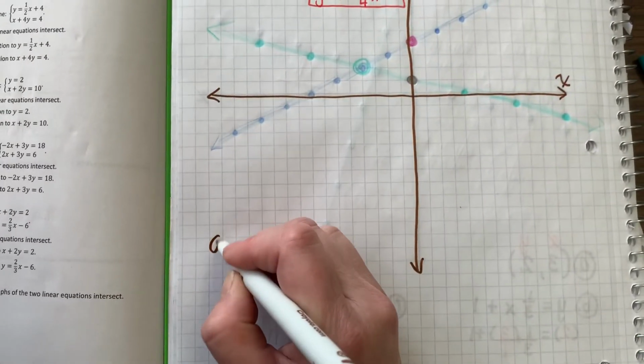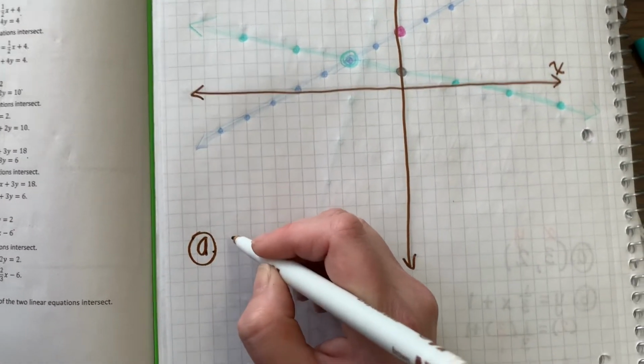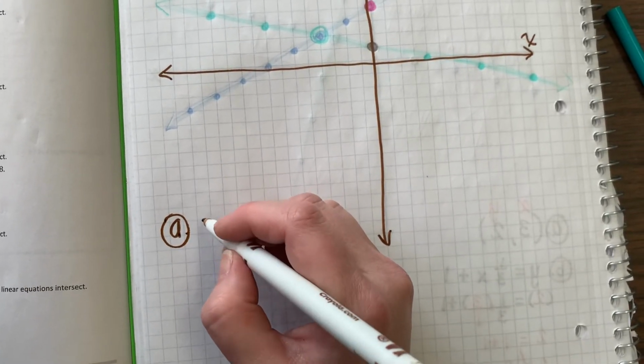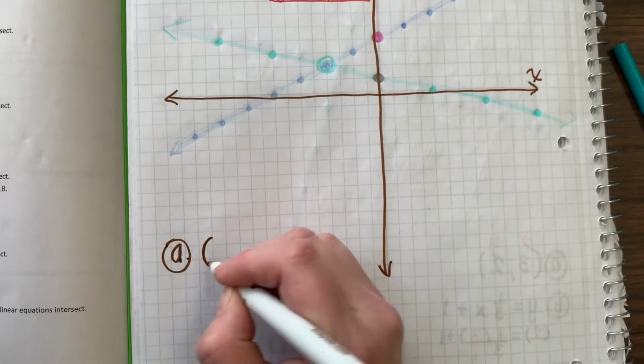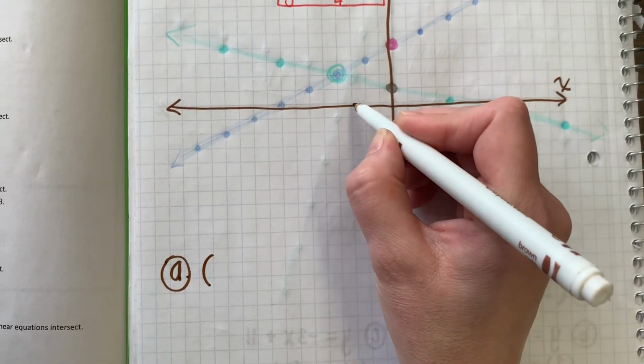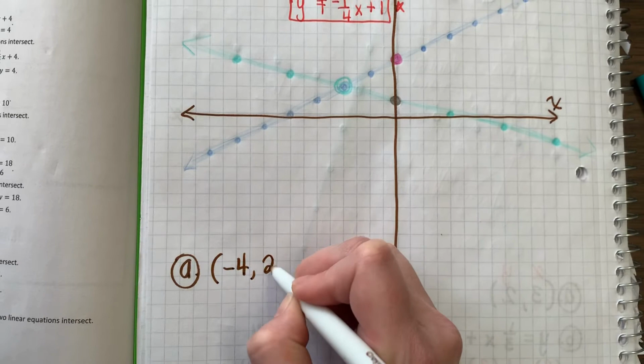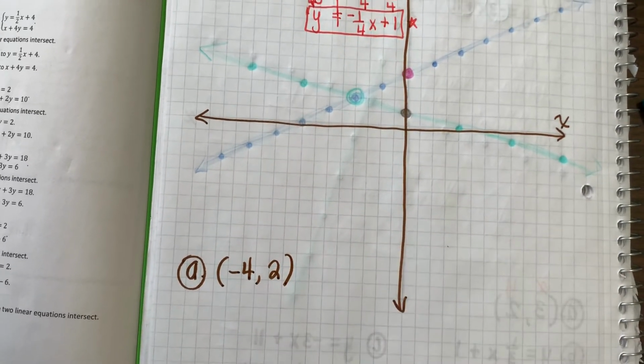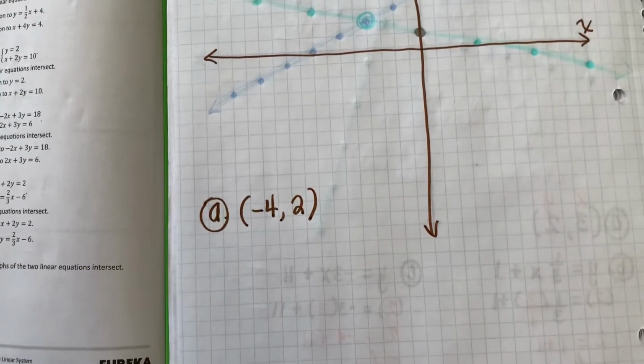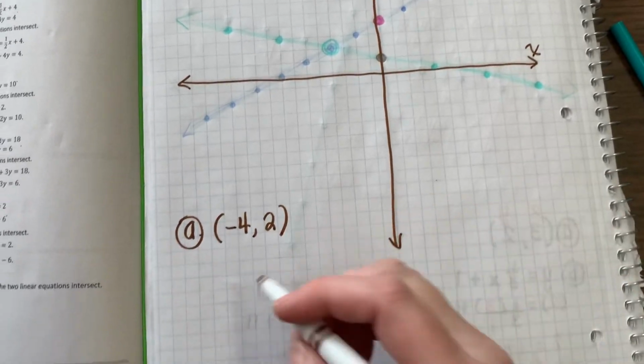So part A says to name the ordered pair where the graphs of the two linear equations intersect. So that's going to be 1, 2, 3, 4. That's -4 because it was to the left 4. And 2 up. So my ordered pair is -4, 2.